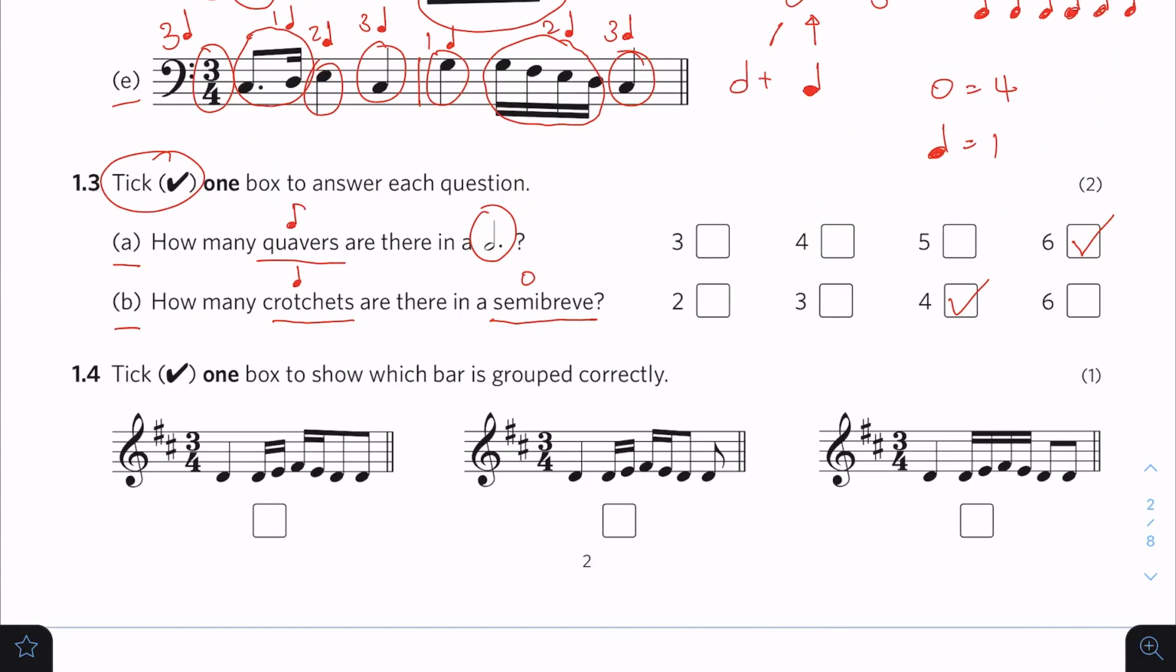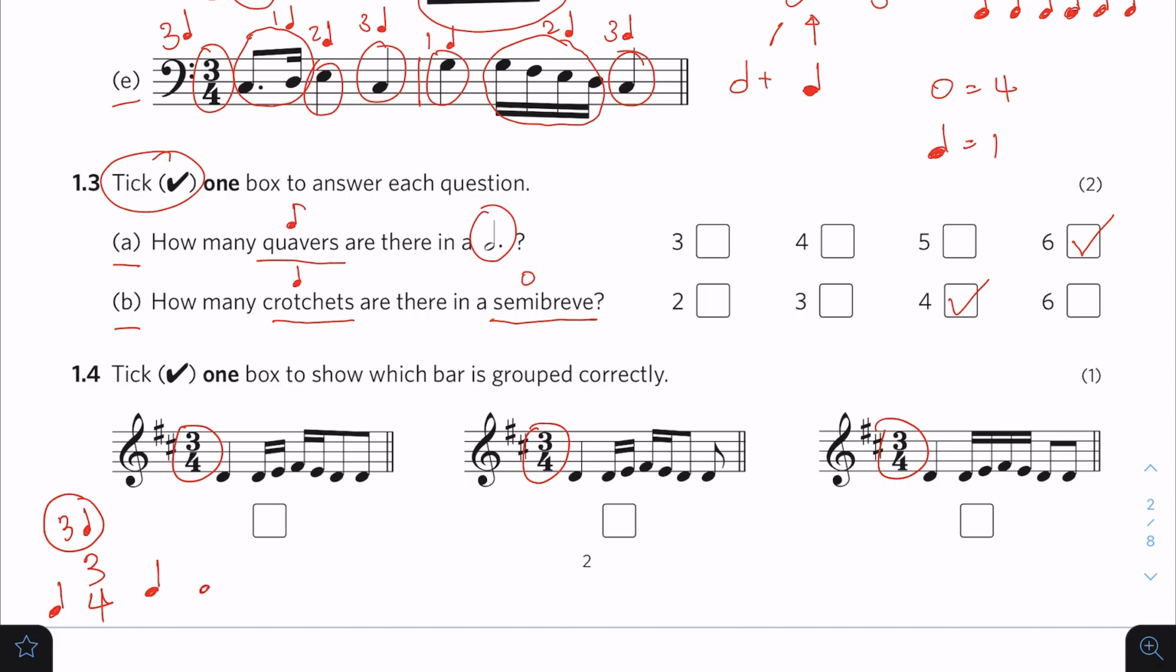Next question 1.4. Tick 1 box to show which bar is grouped correctly. So here we need to understand the grouping of notes in order to pick the correct answer. The general rule for grouping the notes is you want to group the notes together so then they follow the beats. For example, these 3 questions are all in 3/4 time. So 3/4 time I'm going to write here at the bottom. The bottom number 4 shows you that crotchet is the unit. Crotchet gets 1 beat. The top number 3 shows you there are 3 beats. So 3 crotchet beats in 1 bar, like this.